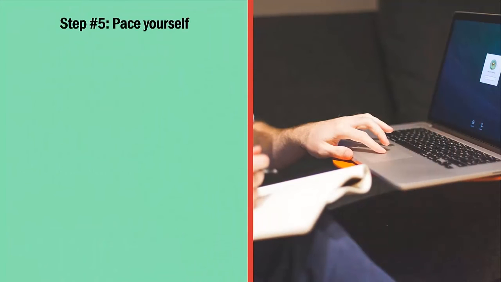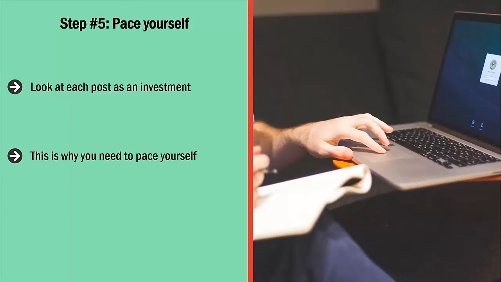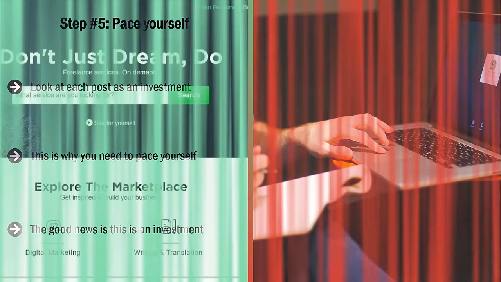Step number 5, pace yourself. Look at each post as an investment. It's going to take you some time to craft a winning comment. You can't rush through this. You can't post garbage. You definitely cannot copy and paste the same answer over and over again. This is why you need to pace yourself. Each comment should be at least 200 to 300 words if you're doing this right. Obviously, you can't do this all day, so set up a schedule where you're commenting maybe 10, 20 times per day. The good news is this is an investment. If you're only posting high-quality materials, chances are most of your comments will not be taken down. Also, chances are people are actually going to click through.